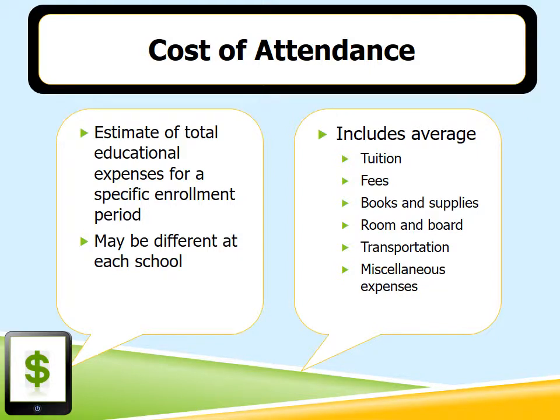When the Financial Aid Office begins to determine your aid eligibility, they will assign you a cost of attendance. The cost of attendance, or COA, is an estimate of the educational expenses for a particular school. The COA includes average expenses such as tuition, fees, books, and living costs. The COA will probably be different at each school you've selected to receive your FAFSA results.